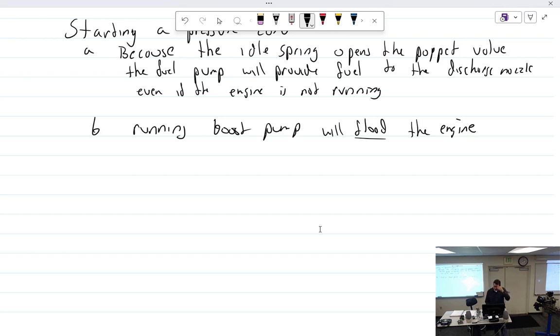So running the boost pump will flood the engine. Flooding is not in itself bad. It just means you have more fuel than is going to ignite. That doesn't hurt anything.